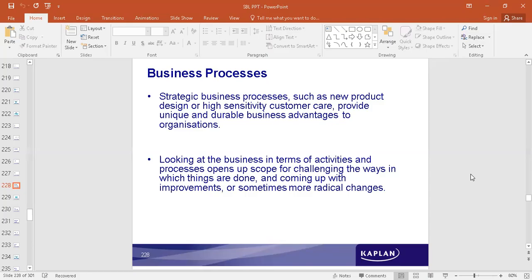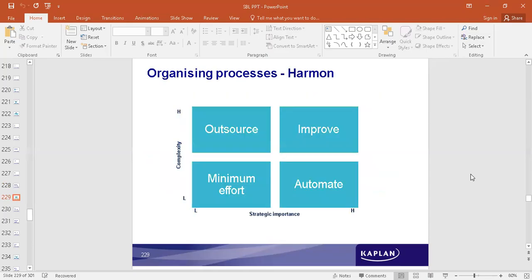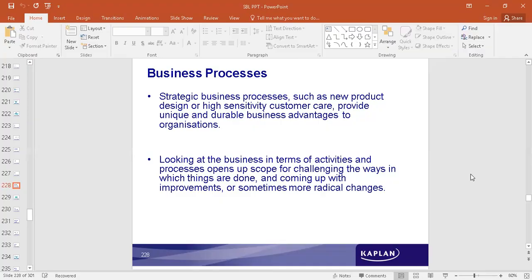I did explain to you what a business process is. We have understood strategic business processes such as new product design, or high-sensitivity customer care provided to the customer. So what is the process that is taken up? Sometimes when it is required to take up dynamic decisions or bring about radical change, that would also be looked into. Of course, we will be looking into that in a little more detail in a short while.